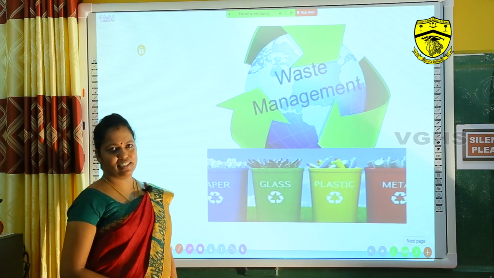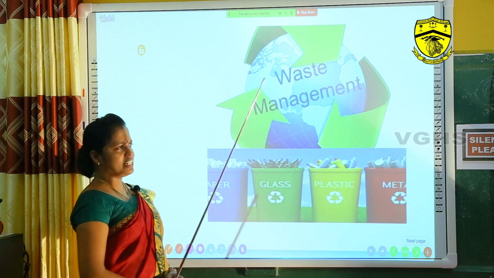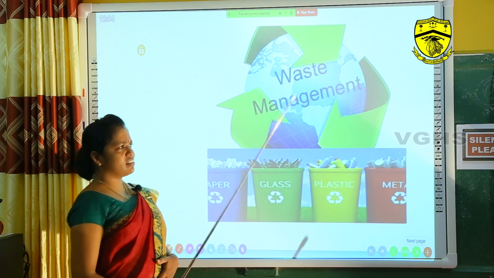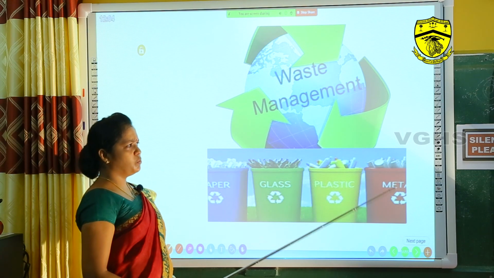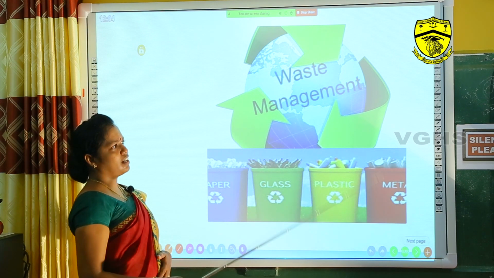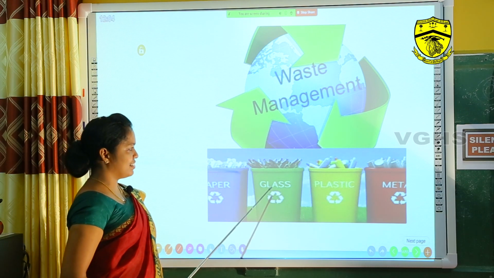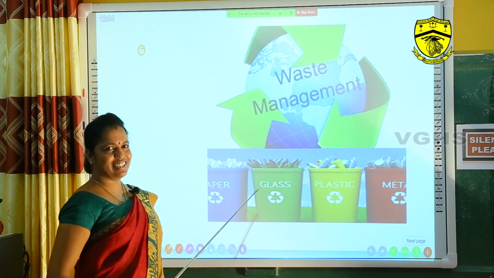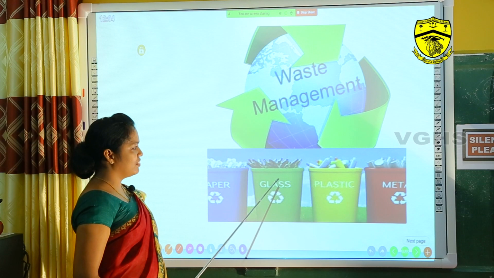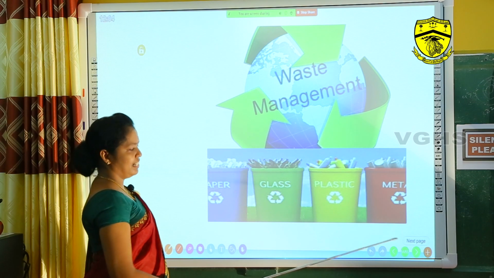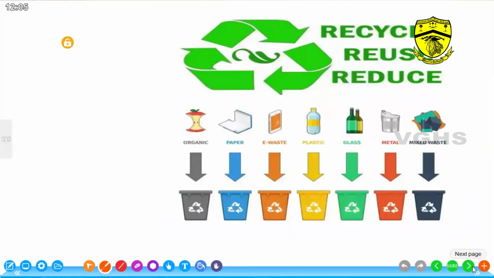Waste management. How do we manage waste materials? That is important. Nowadays, the government also provides bins in our schools, libraries and factories, to dispose of waste materials by a segregation method. Paper is indicated as blue, glass is green, plastic is yellow, and metals are red. This is another point for the segregation part.